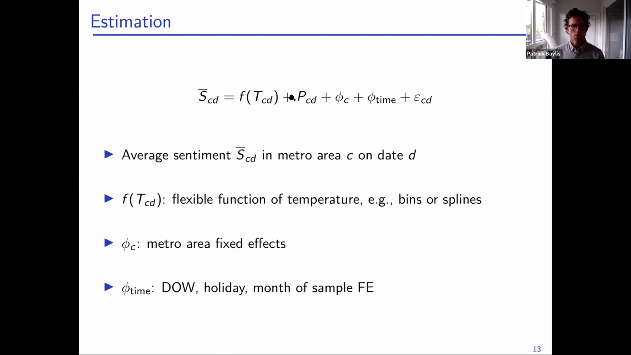I include precipitation. I include fixed effects for each metro area. And then I have a range of time-related fixed effects. These are day of week, holiday, and month of sample, and actually month of sample by state fixed effects to control for correlated trends across areas.